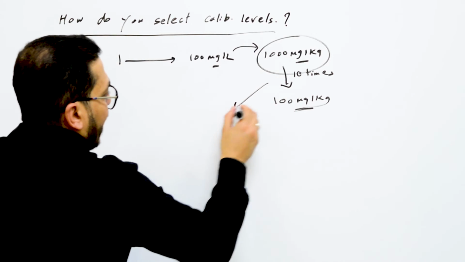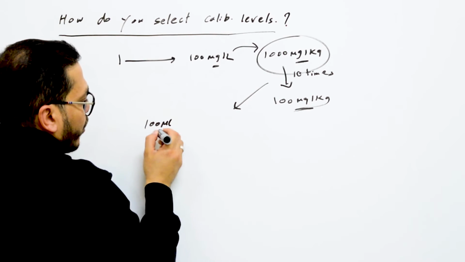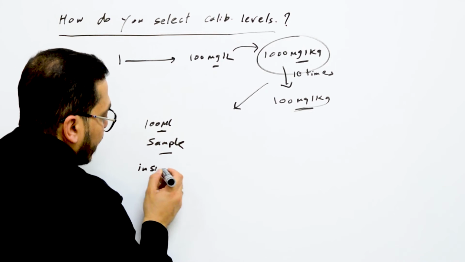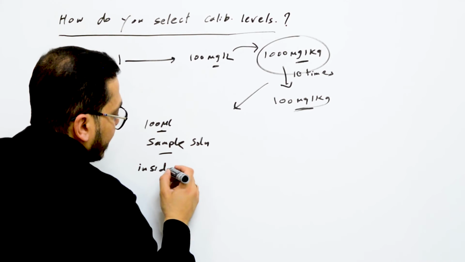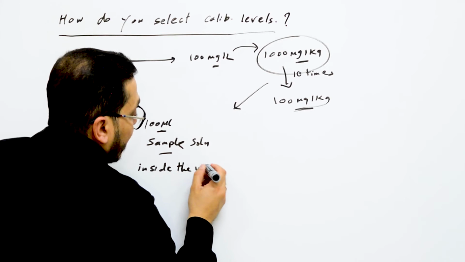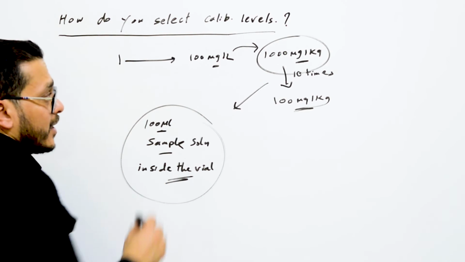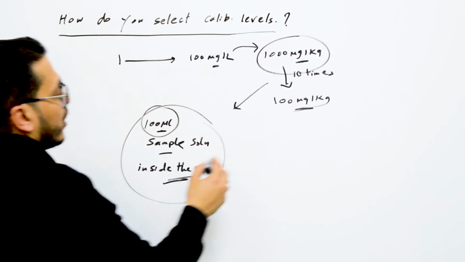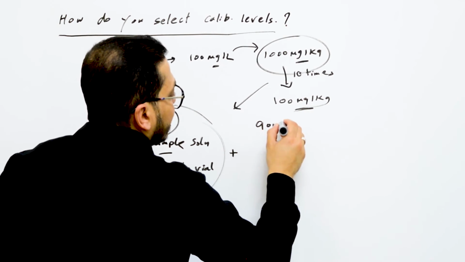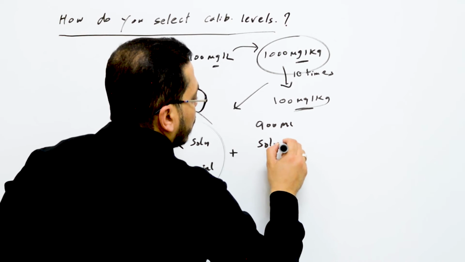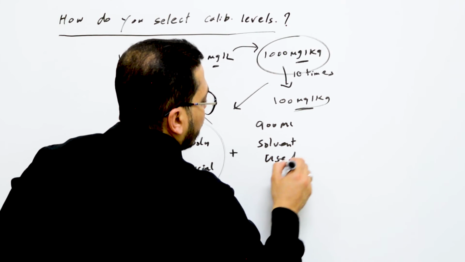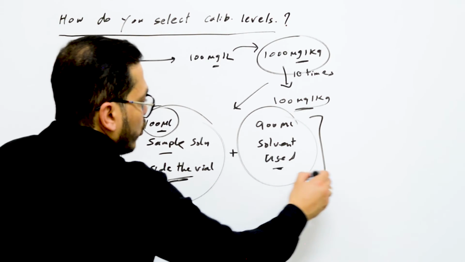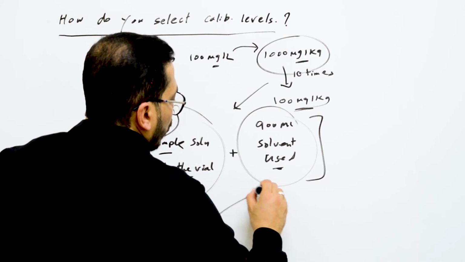You will take 100 microliter from the sample solution inside the vial. In the last step, the same vial that you run on the instrument, you will take 100 microliter from this vial plus 900 microliter of the solvent used. Whatever solvent is used for your sample or your calibration, you will use it to dilute this sample and run it on the instrument.